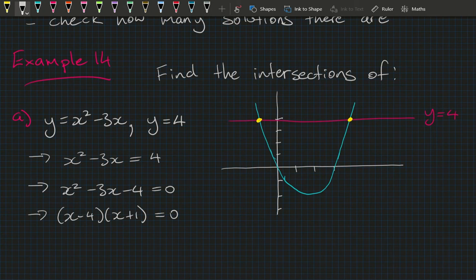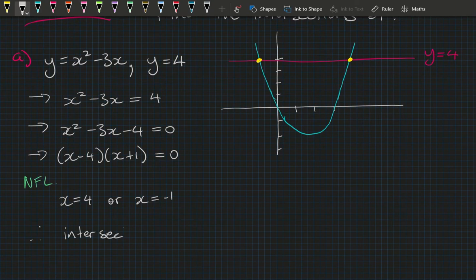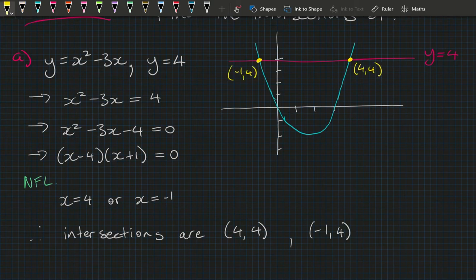And by the null factor law, that's true when x is equal to 4 or x is equal to minus 1. And if we look at the line, y is always going to be equal to 4 on that line, right? So that means that my solutions are x is equal to 4 and y is equal to 4. And the other one is x is equal to minus 1 and y is 4. So we can mark them in on the graph and we're done.